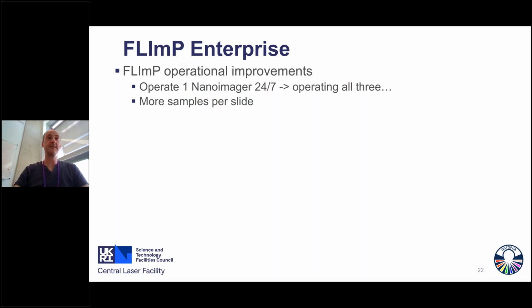And this is where the downside of automation is that you get far more data and you have to do far more analysis, so you start filling your disks up and you need more computers. So some of the work is just improving our efficiency so that we can cope with that. But we're now working on operating all three, so we think we've given ourselves some space to do that in terms of storage and compute. Acquiring more data per slide, so more samples per slide.